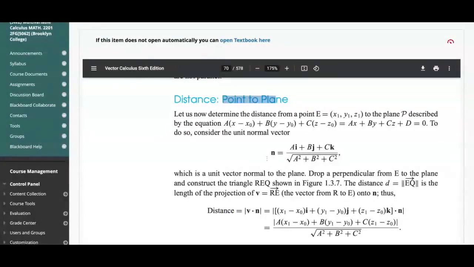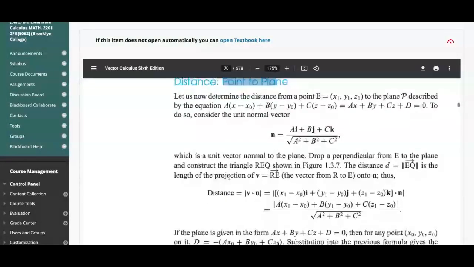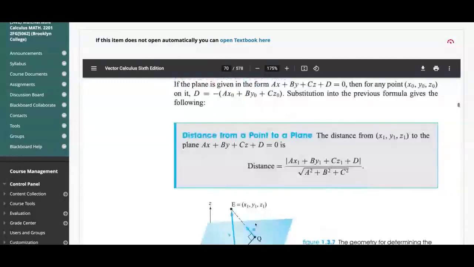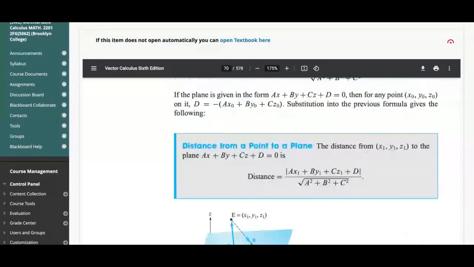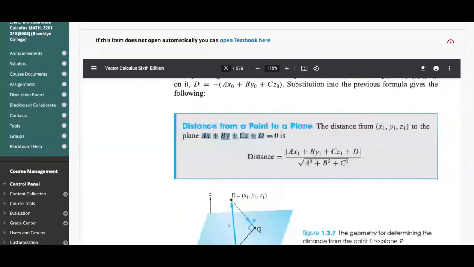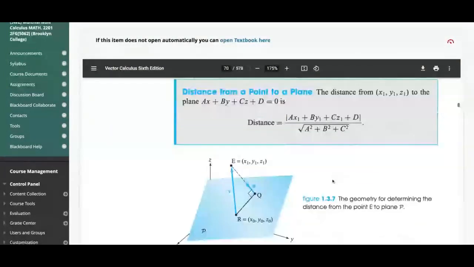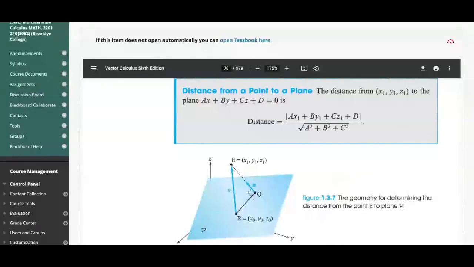So what do we do? Let's just go to this formula. Think about a point in space not on the plane, x1, y1, z1. The plane representation is this, and the distance is just this. This is the next formula. And the picture proof is this one.